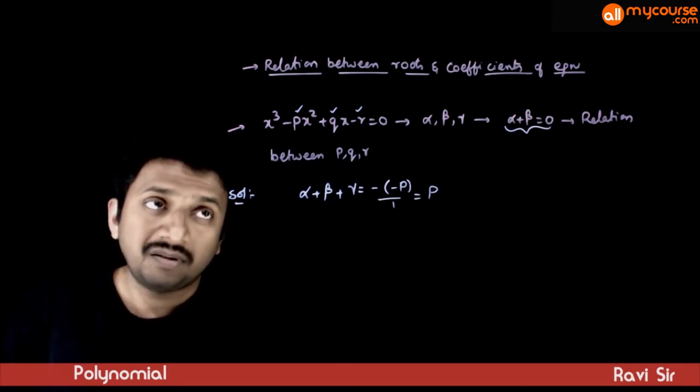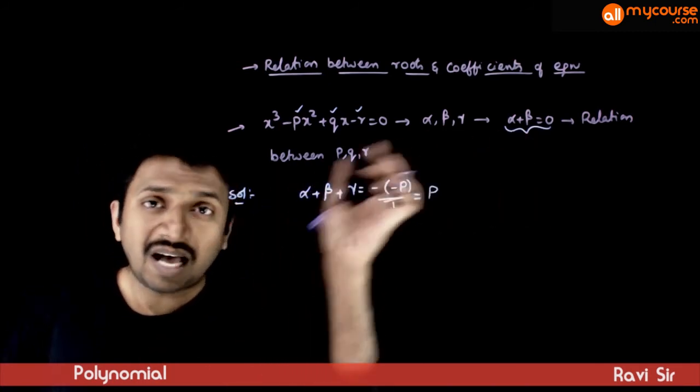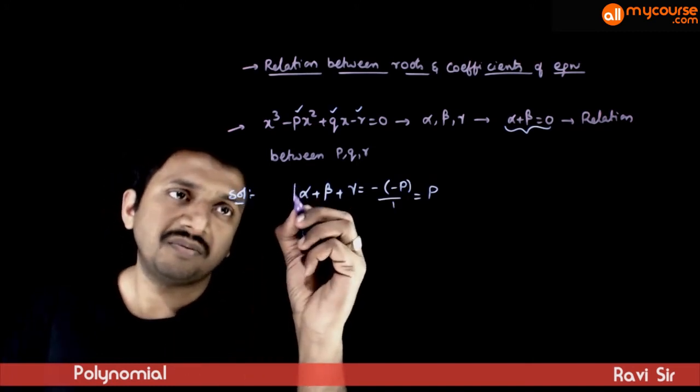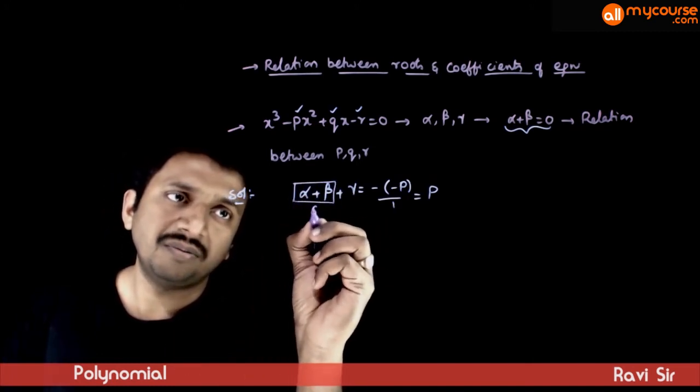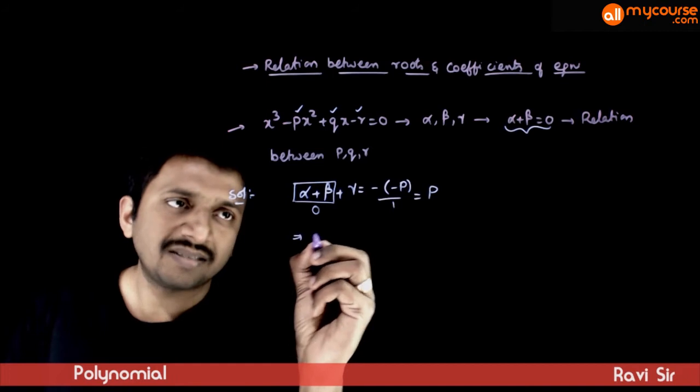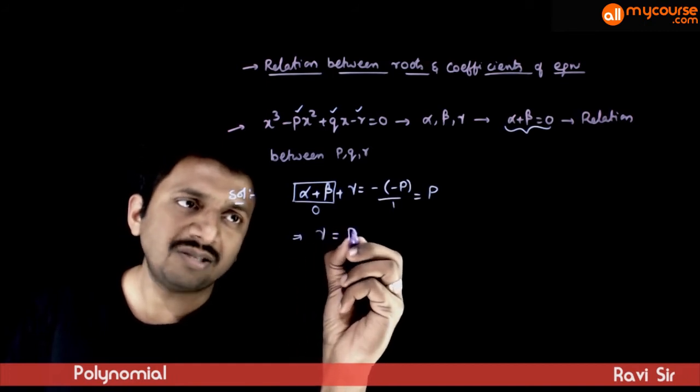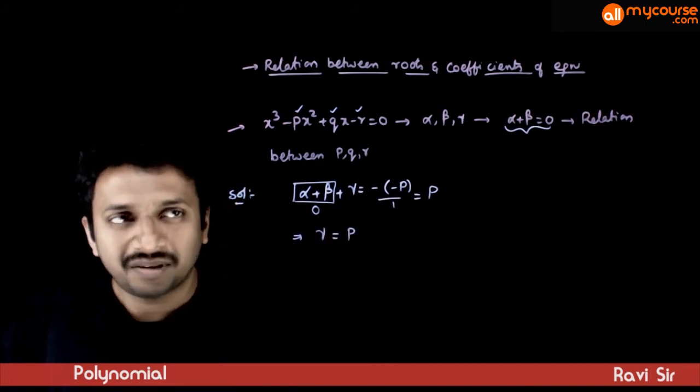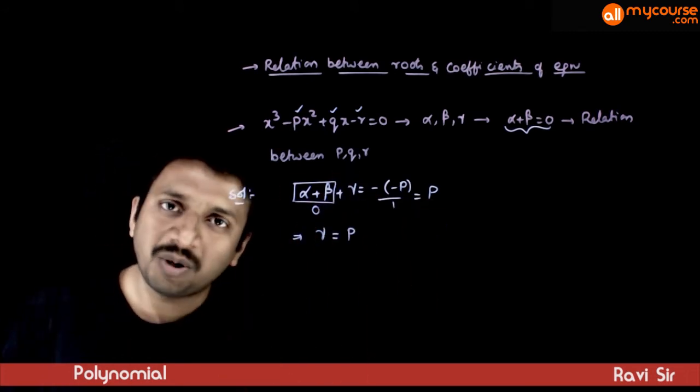Now, it is given that alpha plus beta is equal to 0. So this is equal to 0. This implies the third root gamma has to be equal to p. The third root gamma has to be equal to p.